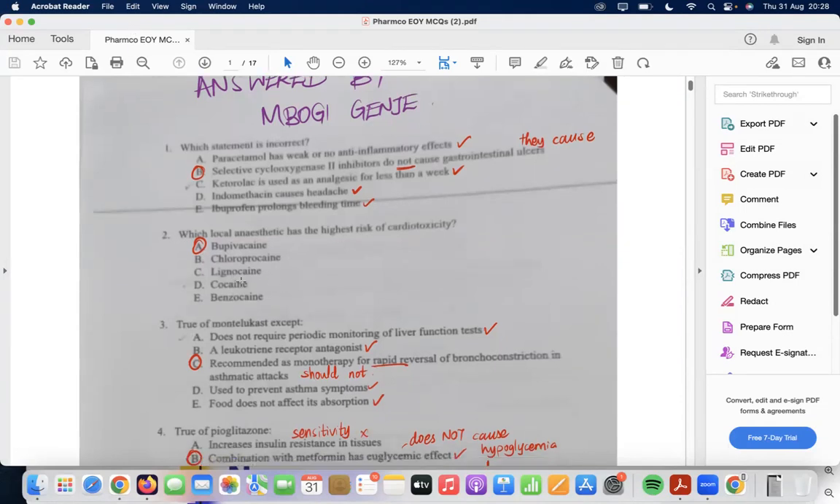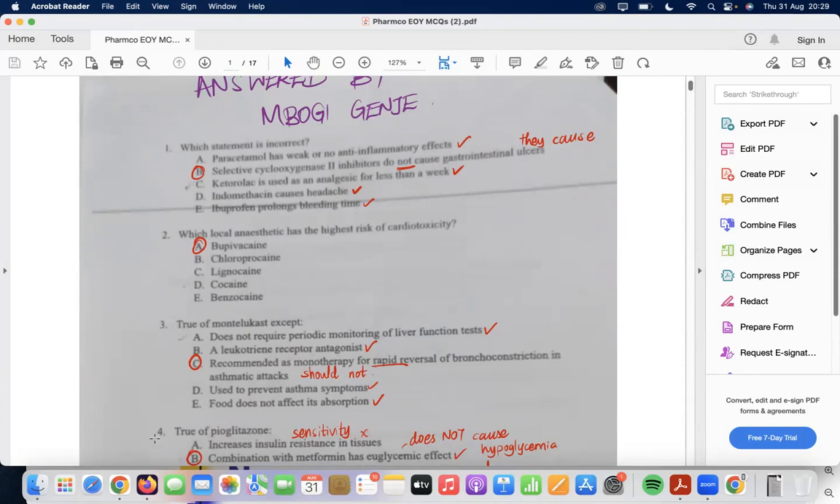Okay, so which local anesthetic has the highest risk? By the way, I hope you have noticed how for question 1, the entire question came from one PDF. That's why I really insist that as you go through the past papers, you make an effort to go back to the notes and dig out where the questions came from. It will really help.